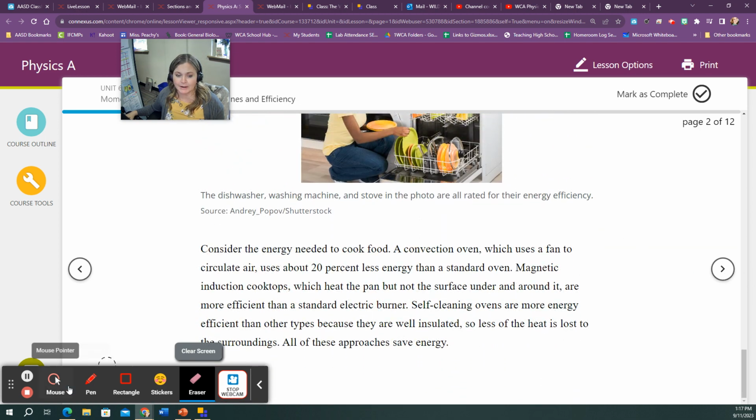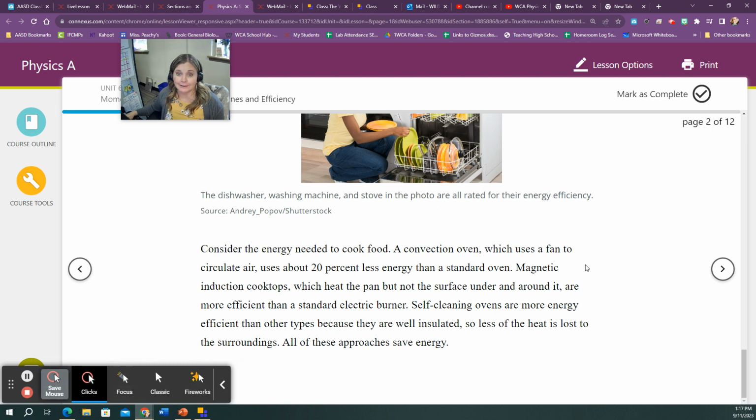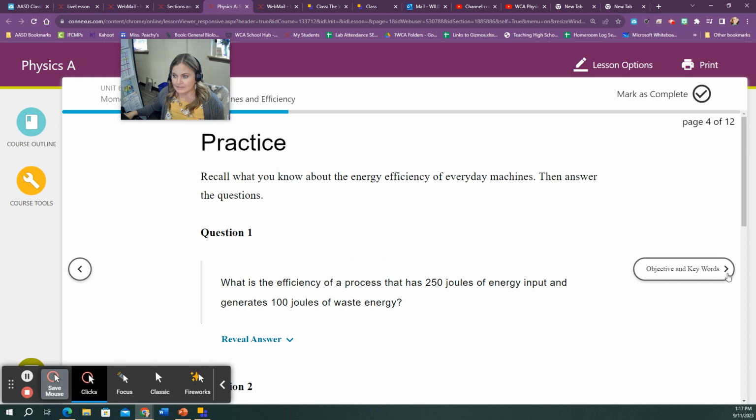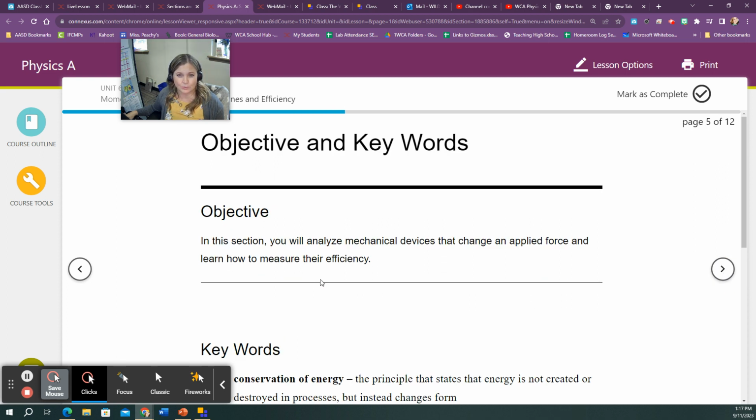And it also talks about how your standard oven is less efficient than convection ovens. So it's giving you some problems. I think the equations for efficiency are easy enough that I don't really need to go through that with you, but if you have questions, let me know.